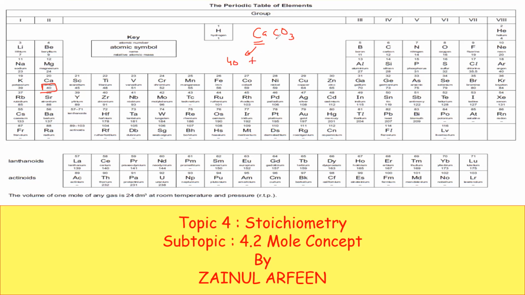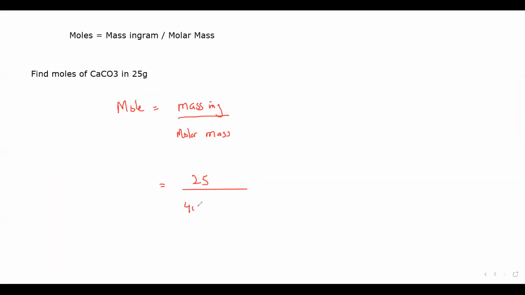Plus, what is the mass of carbon? 12. Plus, what is the mass of oxygen? 16. And that is multiplied by 3. Why multiplied by 3? Because there are 3 oxygen atoms. So when we write calcium is 40 plus carbon is 12 plus oxygen is 16 multiplied by 3.